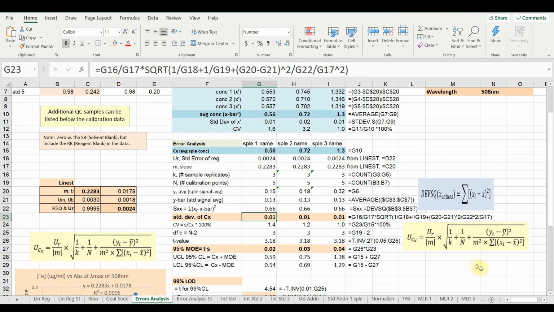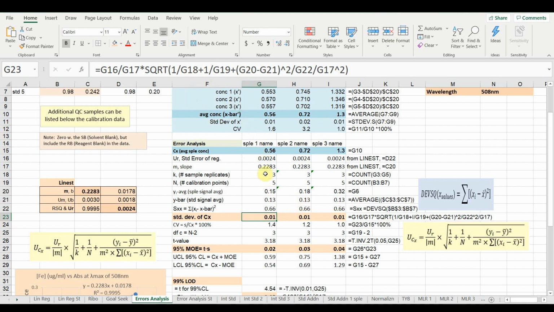We have the standard error of the regression, which is right here in G16, divided by the absolute value of the slope. We don't need the absolute value because in calibration curves normally these are positively correlated, so if you needed to put the absolute value sign you could. We don't need it in our case. Typically we won't for calibration curves, and that's G17 right here, times the square root of the sum of a collection of terms, 1 over k. So here's k in G18.